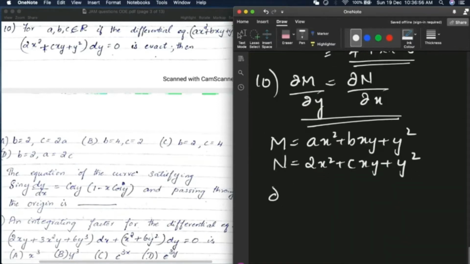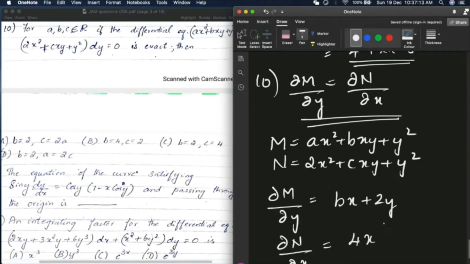Answer B, ma'am. Just equate. b is equal to 4 and c is equal to 2. B is the answer.